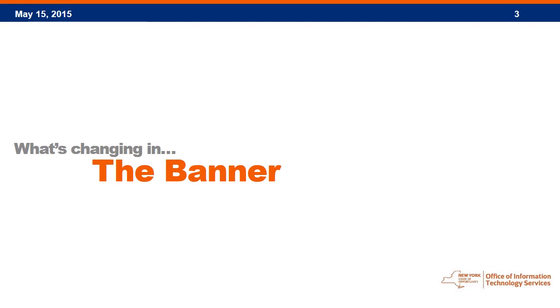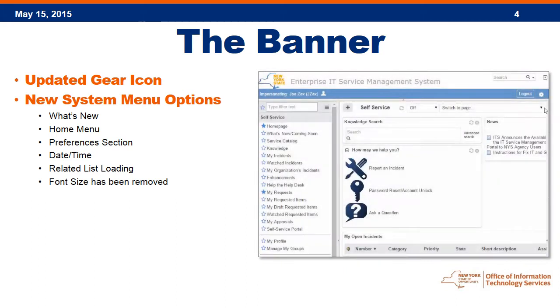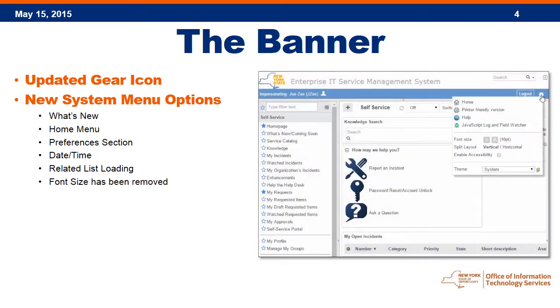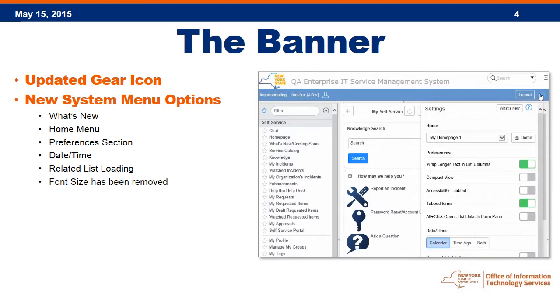Over the next several slides, we will go over what's changing in the banner section. You will notice an updated gear icon, which will display many new menu options. In Eureka, this is the menu that you are used to seeing today. From this menu, you can change your home page, customize font sizes, change the theme, switch between a vertical or horizontal split layout, and enable the accessibility options. In Fuji, the icon will look a little different but will be located in the same place. Changing the font size will no longer be available, but the menu will include many new settings and options.